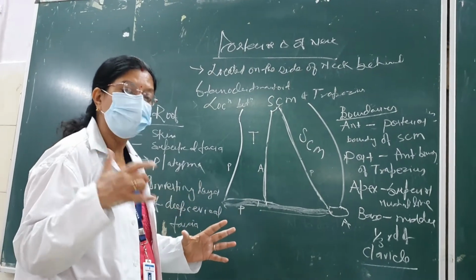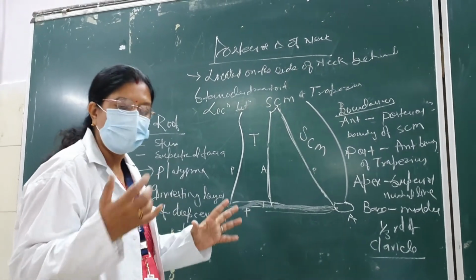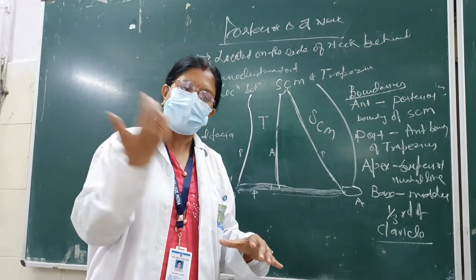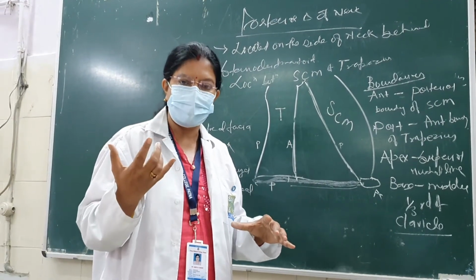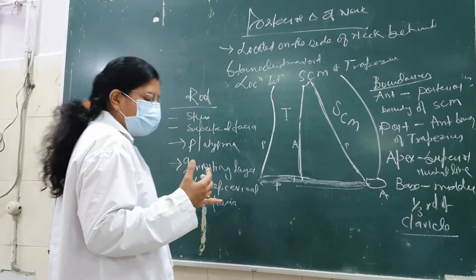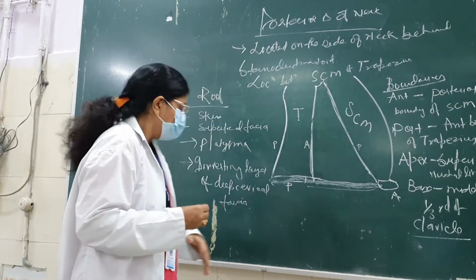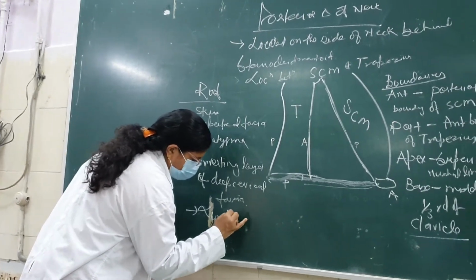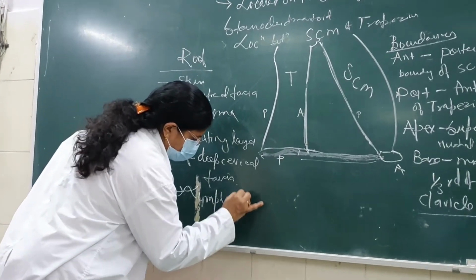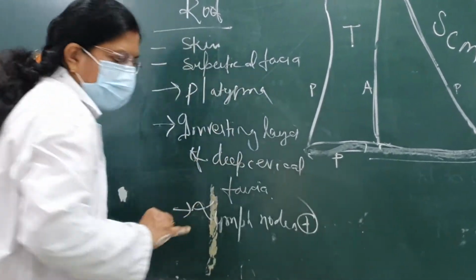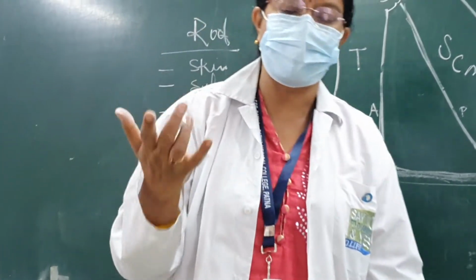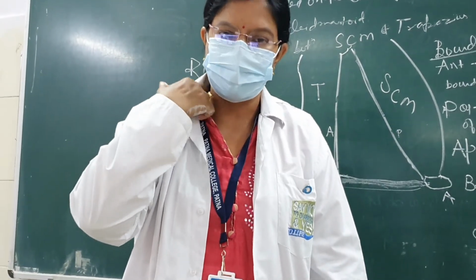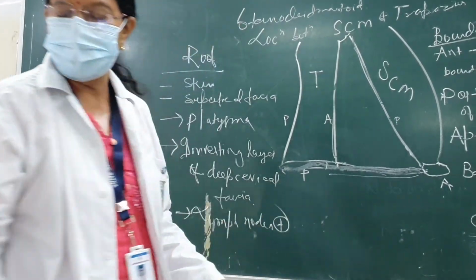We have many cutaneous nerves which are also present in that superficial fascia, or enclosed in that deep cervical fascia. Then many lymph nodes will be there, and branches from the cervical plexus. Many branches from the cervical plexus will be there. Okay. So what will be the branches?